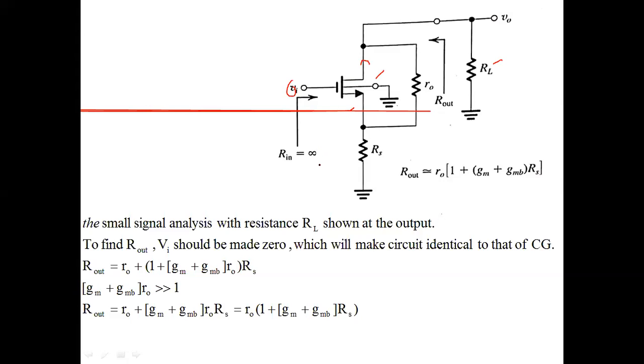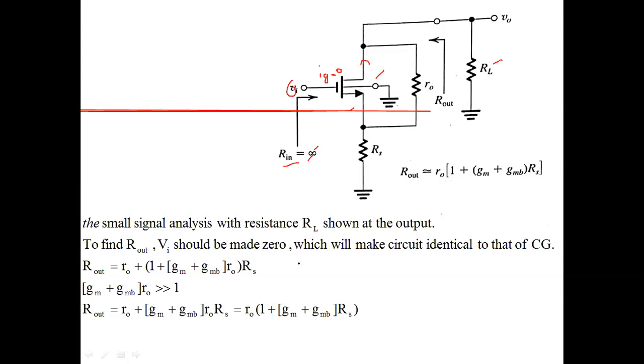Now, input resistance R in equals infinity. Very simple. IG equals 0. Even when VI is applied, IG is 0, so VI by IG is infinite. Input resistance is infinite. Now we have to calculate the output resistance.